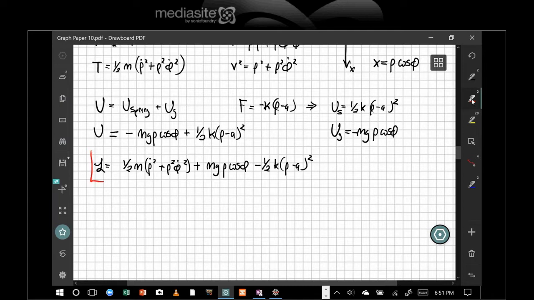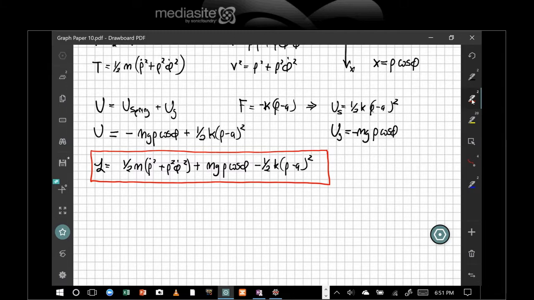Okay, so if you look at that, ask yourself, is there a rho in there? Yes. Is there a rho dot? Yes. So the generalized momentum associated with rho is not going to be conserved. Is there a phi in here? Yes. Is there a phi dot in here? Yes. That means that the angular momentum, or the generalized momentum associated with phi, is not going to be conserved. So there's no conserved quantities here. Well, except for mechanical energy, but there's no conserved angular momenta.